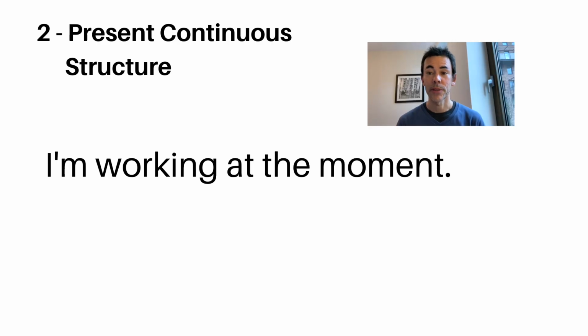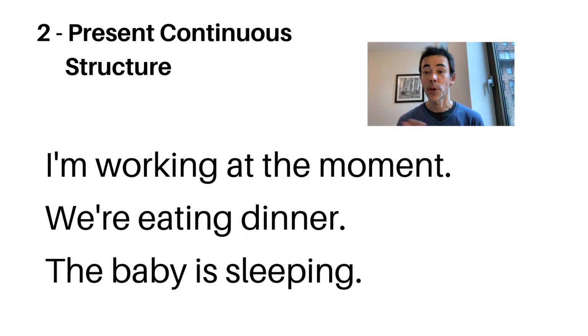Okay, let's see if we can work out the structure, how to form sentences with the present continuous by looking at the examples I gave you earlier. I'm working at the moment. We're eating dinner. The baby's sleeping. So if we look at all these examples, I think it becomes clear that to form the present continuous, we use the verb to be and the gerund or the ing form of the verb.